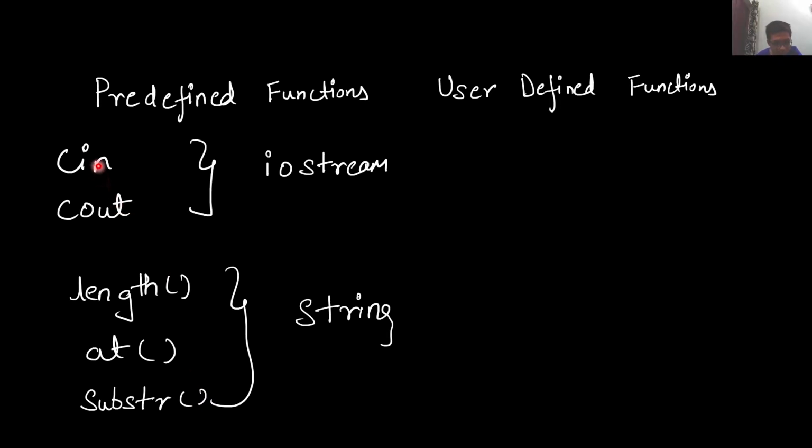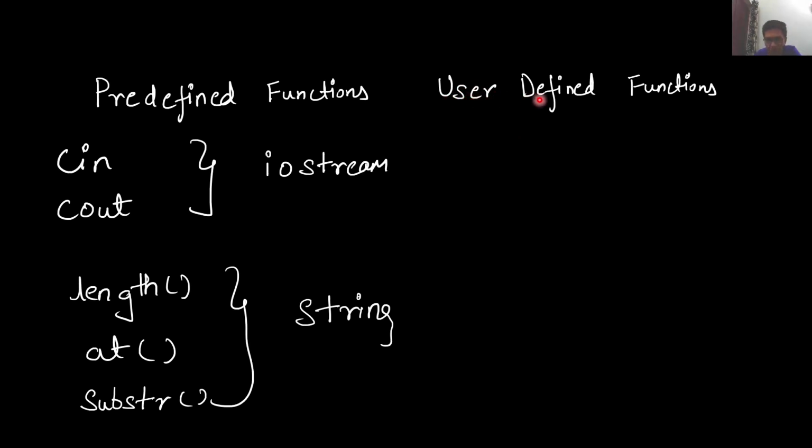Now to use cin and cout, we have to include the header file called iostream, and similarly, to use these string functions, we have to include the header file called string, right? So we are only using these functions in our program. We are not defining them, right?